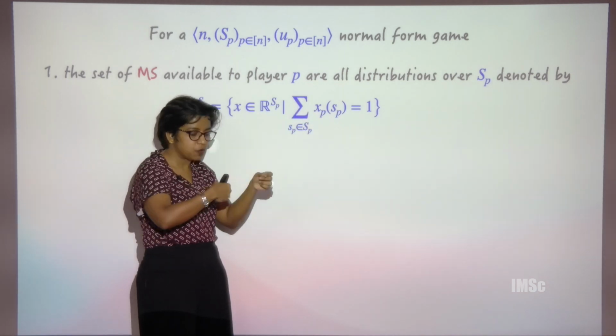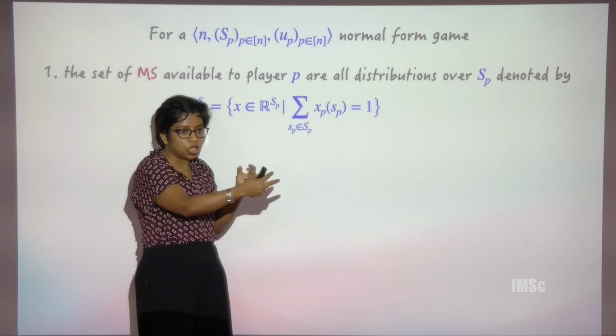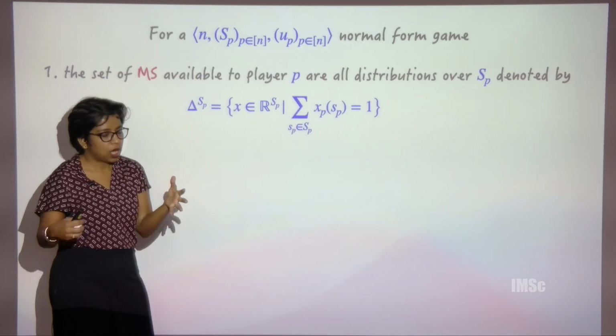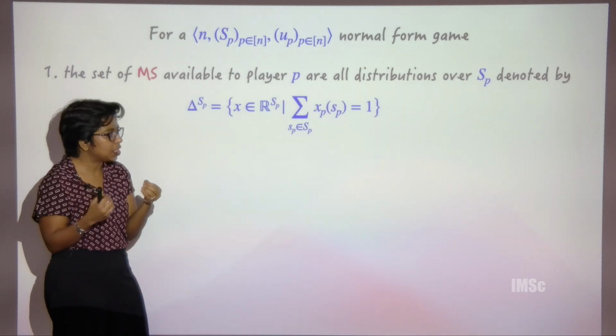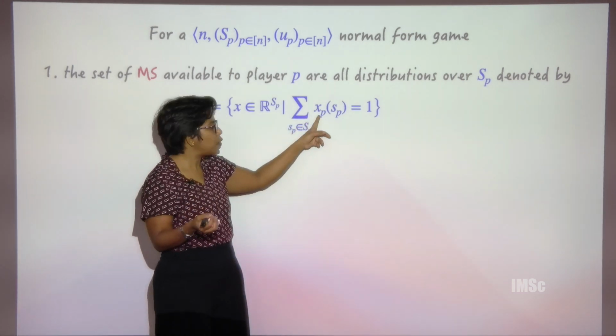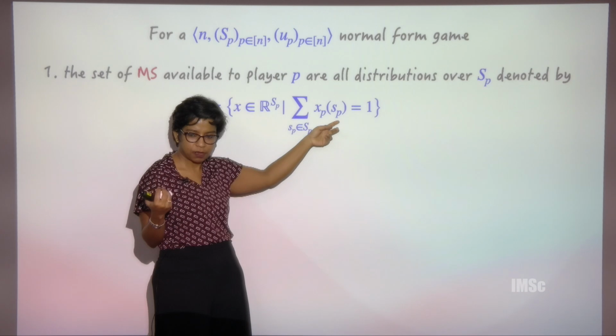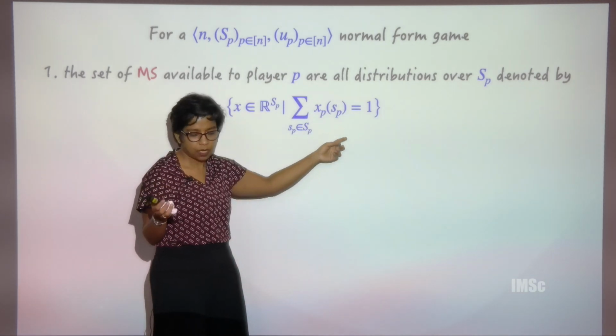As you vary the values of these things, you get different strategies. So a pure strategy, or an action, is a type of distribution where only one of these coordinates is 1 and everything else is 0. Correct?